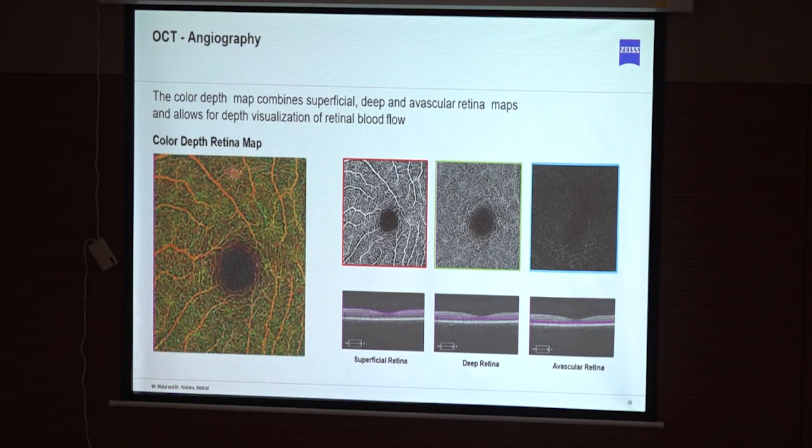This is the case of the color depth retinal map. This is the color coding. We differentiate the color coding into three types. Basically, we divide the retina into different segmentations: the superficial, deep, avascular zone, choriocapillaris, choroid, sub-RPE. If some blood vessels show you a reddish color, that means it is on the superficial segment of your retina. If it shows you the green color, that means it is on the deep capillary plexus. And if it is on the avascular zone of your retina, it will show you a bluish color.